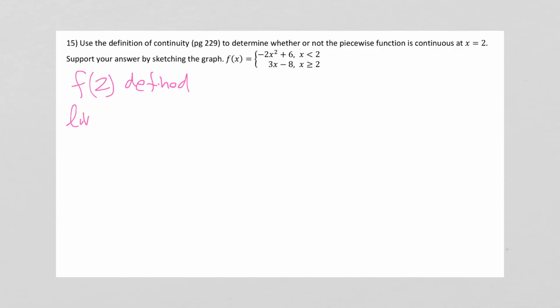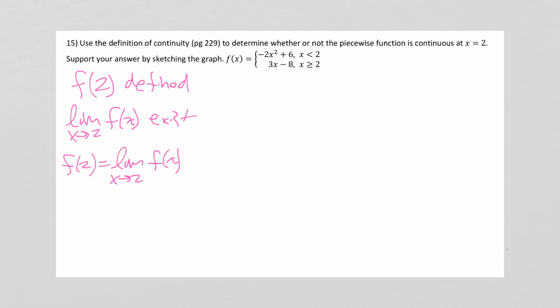We need the limit as x approaches 2 of f of x to exist. And finally, we need f of 2 to equal the limit as x approaches 2 of f of x. That's what your book says.